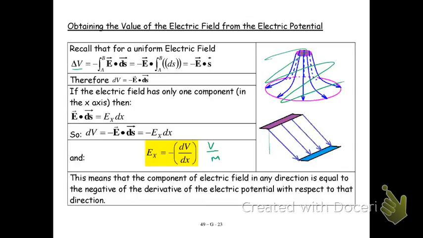My electric field is my slope. If that is my voltage and that is my x, my electric field is like how steep the embankment is. That's kind of where that comes from. This means that the component of the electric field in any direction equals the negative of the derivative of the electric potential with respect to that direction. Why is the negative sign there? Because you're going down the hill. So that's a positive V, but you're going down the hill. So that's why the negative is there.